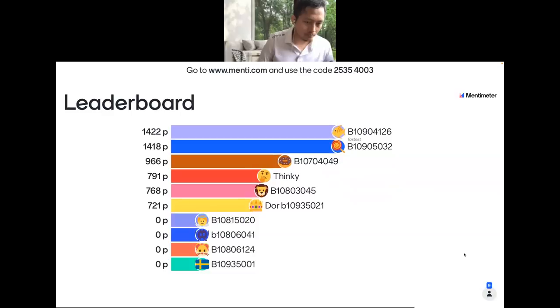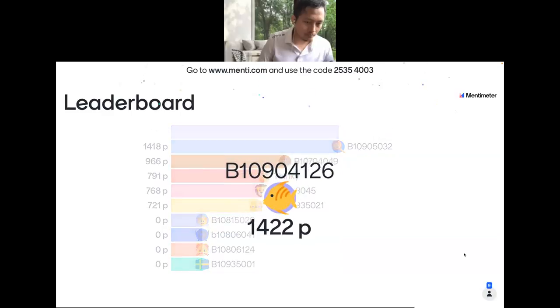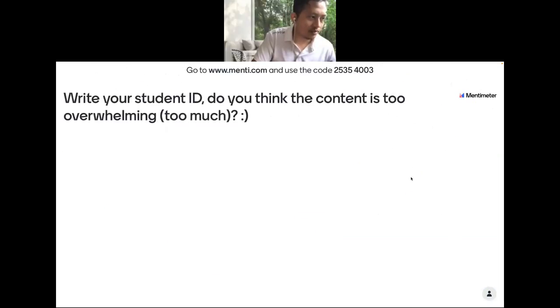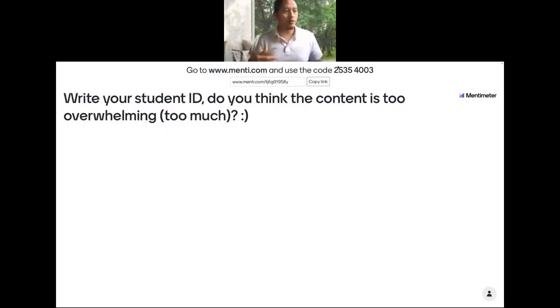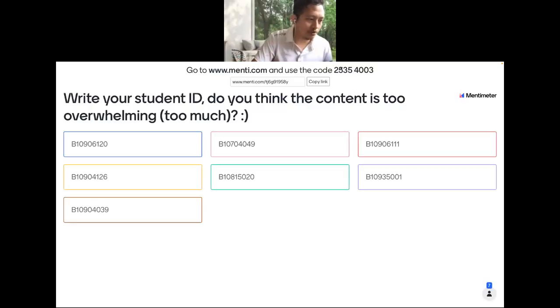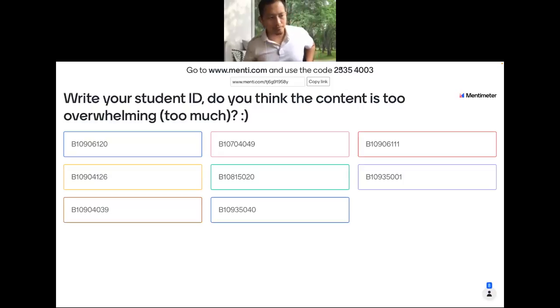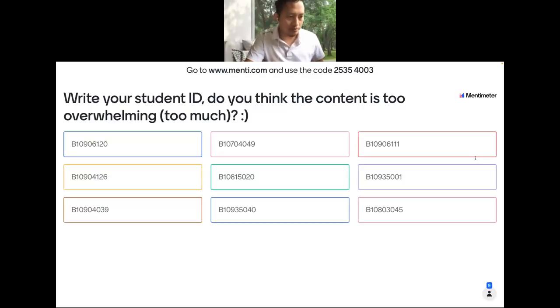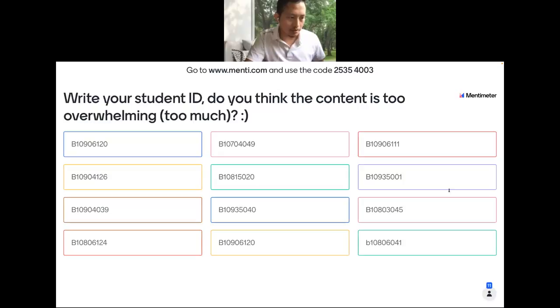Okay. Who is Tinky? Who is Tinky? Okay, and then write your student ID, and then I would like to know whether the Laplace part is too much or too overwhelming. I want to know. So who is Tinky? Anyone with the name Tinky? Yeah. Okay, Laplace is getting harder.